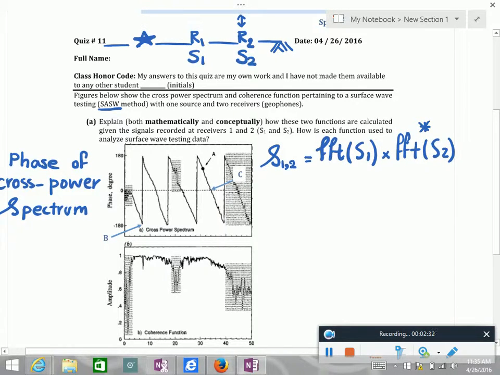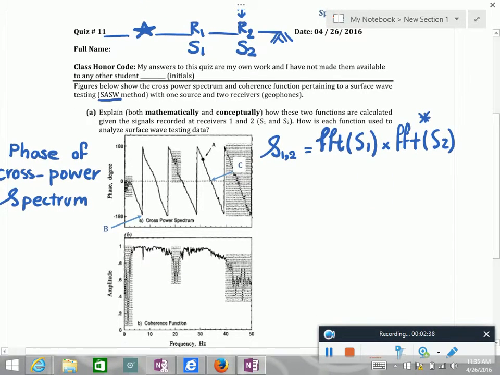So, here is the cross-power spectrum. And now we are looking at the phase. It's a complex valued function. So if you look at its phase, of course it's a function of frequency. This is what we are going to get.